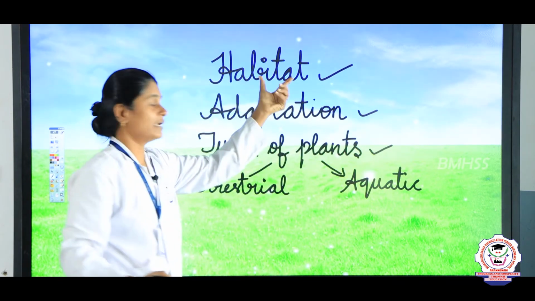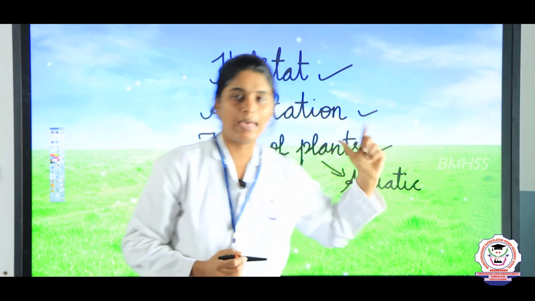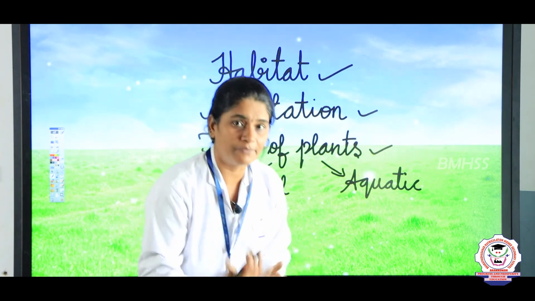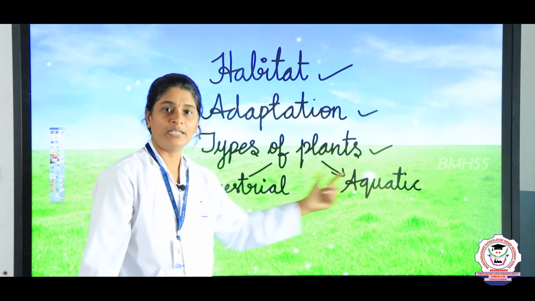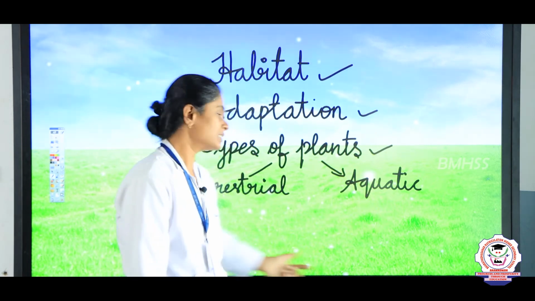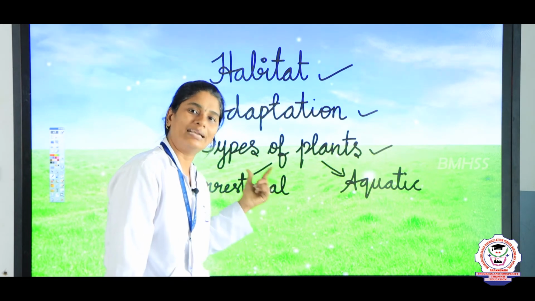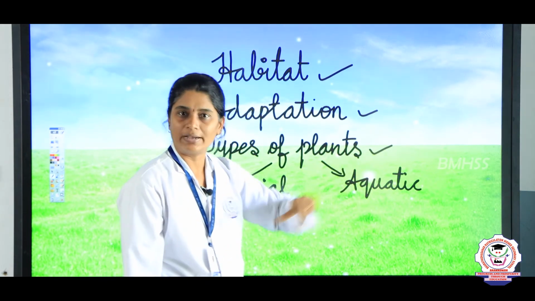So what is habitat? The place where the plant grows and lives naturally is called habitat. And what is adaptation? The change that helps a plant to survive in its habitat is called adaptation. And what are the types of plants? There are two types of plants, terrestrial plants and aquatic plants. The plants that grow on land are called terrestrial plants. The plants that grow in water are called aquatic plants.